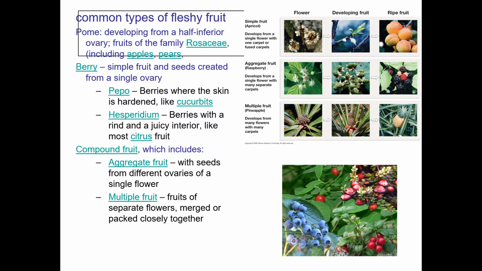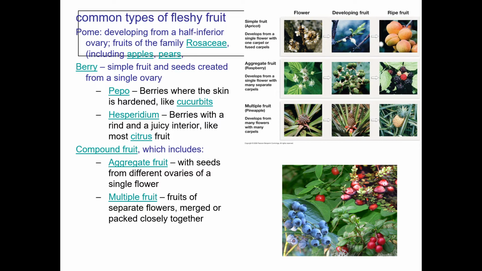Pomes include your apples and your pears. Berries are simple fruits, seeds created from a single ovary. So you have those that are pepos, where the skin is hardened, like cucurbits. You have hesperidiums, where there is a rind and a juicy interior, like citrus fruit. So oranges and grapefruits are hesperidiums, which is a type of berry. Scientifically, you wouldn't say, can you get some berries from the store? And somebody brings home oranges. You wouldn't say those aren't berries, but yes, scientifically they are.